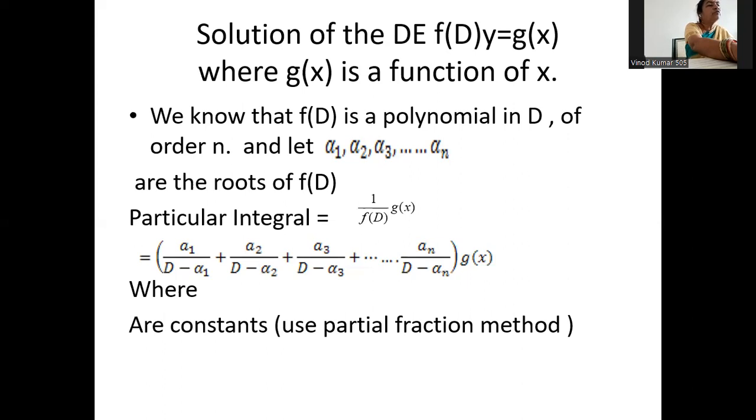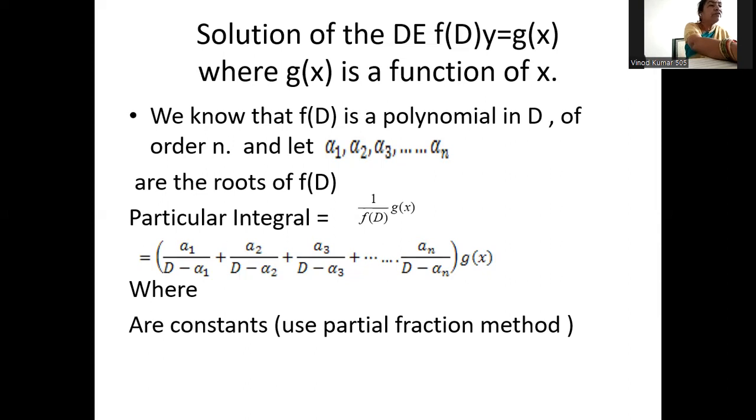Therefore, if we want to write the particular integral of f of D on y is equal to g of x, this is equal to 1 by f of D on g of x. But f of D is a polynomial. It is of the form D to the power of n plus a1 into D to the power of n minus 1 and so on up to an, which is equal to 0.